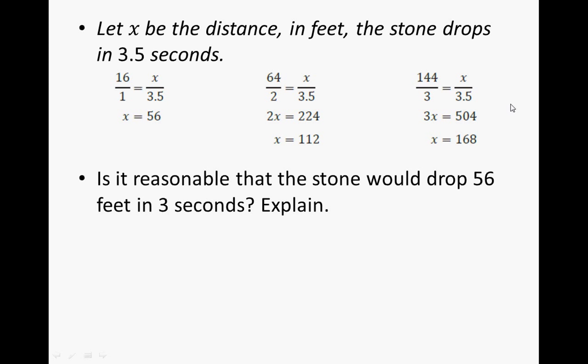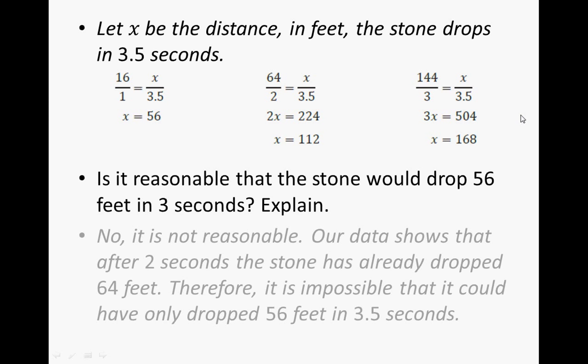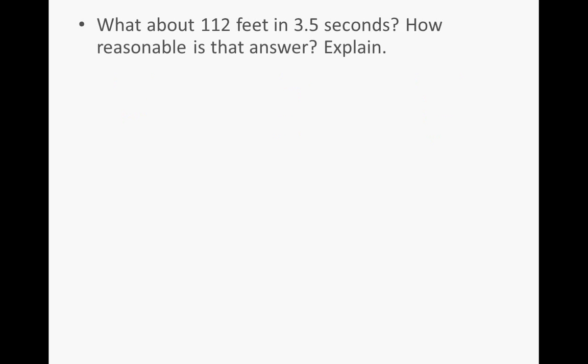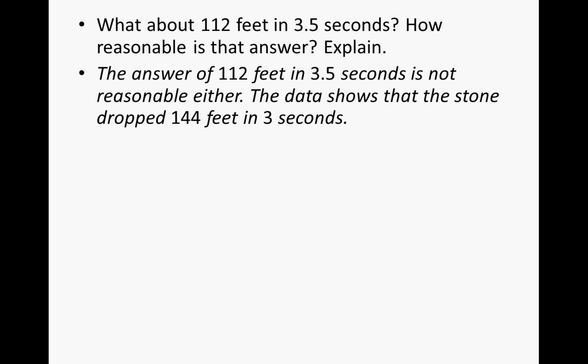So is it reasonable that the stone would drop 56 feet in 3.5 seconds? Well, no, that is not reasonable because our data shows that after 2 seconds the stone has already dropped 64 feet. Therefore, it is impossible that it could have only dropped 56 feet in 3.5 seconds. What about 112 feet in 3.5 seconds? How reasonable is that answer? Well, the answer of 112 feet in 3.5 seconds is not reasonable either. The data shows that the stone dropped 144 feet in 3 seconds.